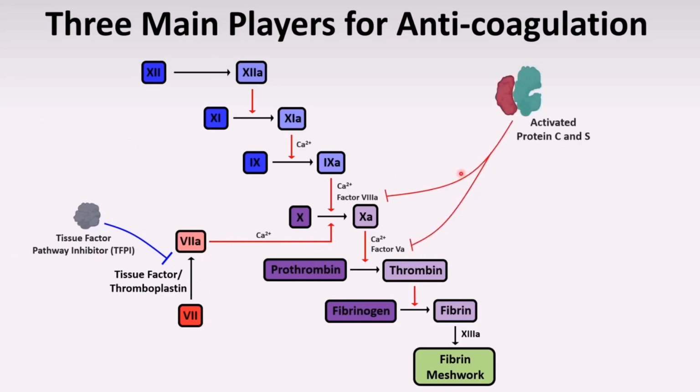And the second will be your APC and S system. And as what I've shared, it serves to bind and clip or degrade the activated factor 8 and activated factor 5. With that, it shuts down the coagulation cascade from the converging part of the cascade. Now, other than TFPI and your APC and S system, there's one more main player of the anticoagulation system, and that is your antithrombin. Okay, and what antithrombin is, is what we are going to learn next.